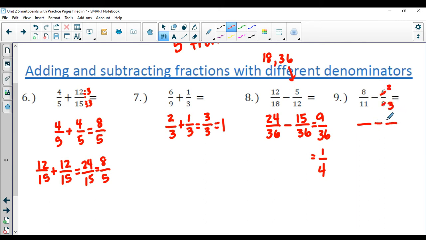So if I'm doing that, 3 and 11, my denominator would be 33. So 3 times 11, 2 times 11. 11 times 3, 8 times 3. And 24 minus 22 is 2/33 then. Kind of a funny one there.